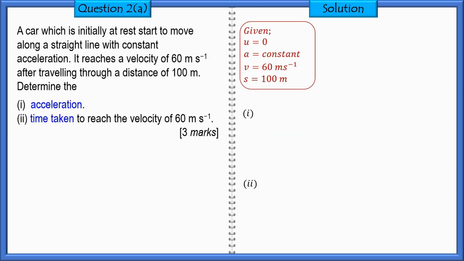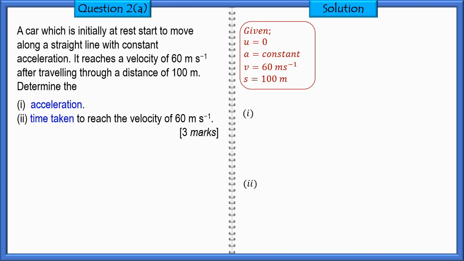For question 2a, when you read the question, at the same time, list all the information given from the question, including the hidden info. For example, referring to this question, a car which is initially at rest. So initially at rest, meaning that the initial velocity is equal to 0. Start to move along a straight line with a constant acceleration. So a is equal to constant.